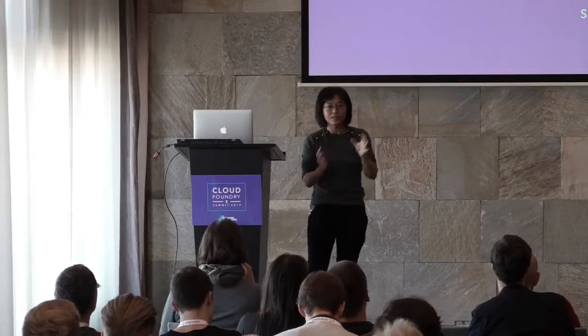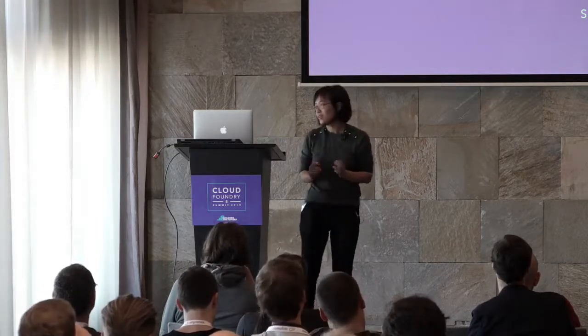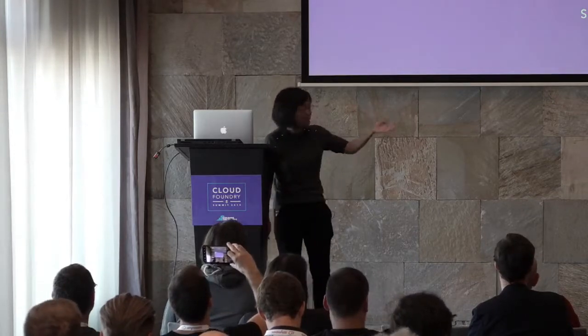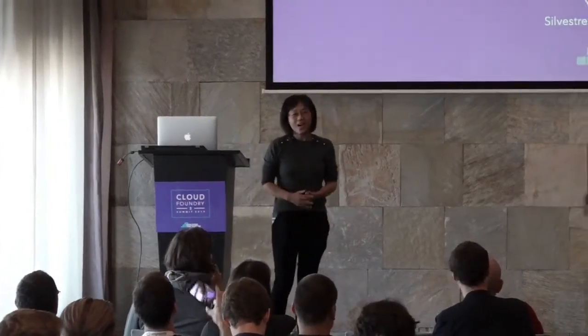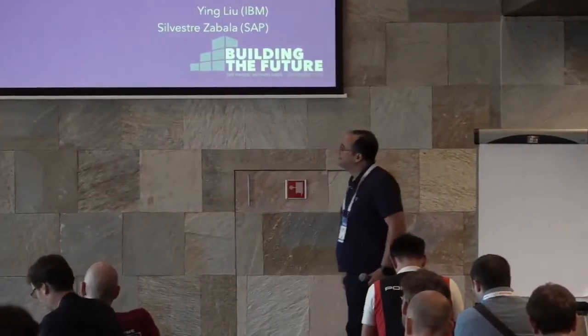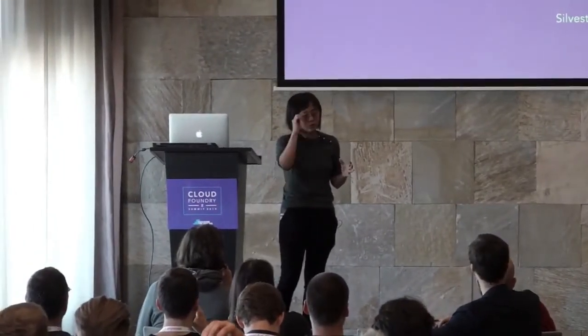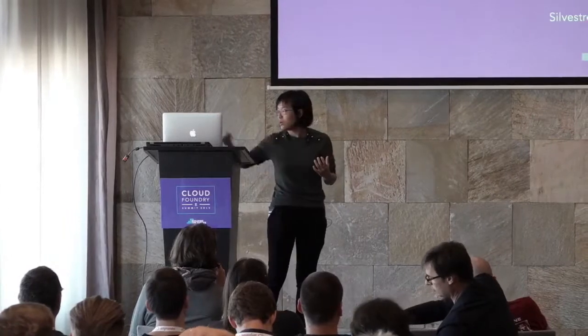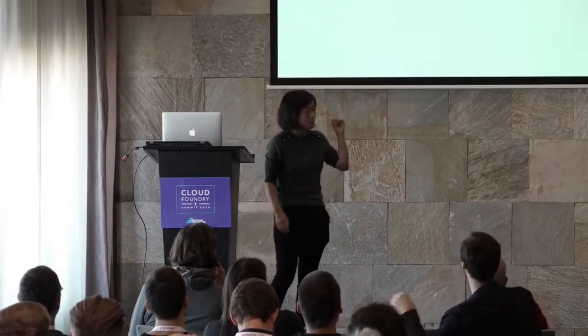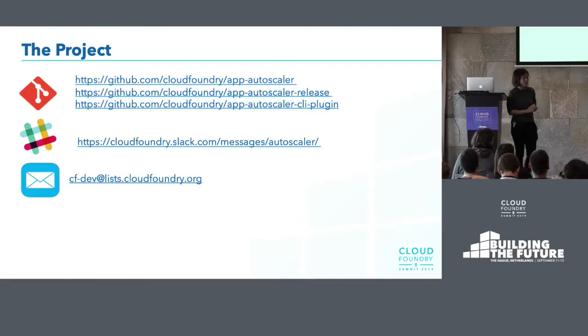The session will talk about how to achieve scale to zero and bring the application back up again on Cloud Foundry. I'm Ying Liu from IBM, and this is Silvestre from SAP. Both of us are working for the Cloud Foundry app-autoscaler project. The app-autoscaler project is used to help you auto-scale your Cloud Foundry application according to different workloads. And this is the project repo and the Slack channel.